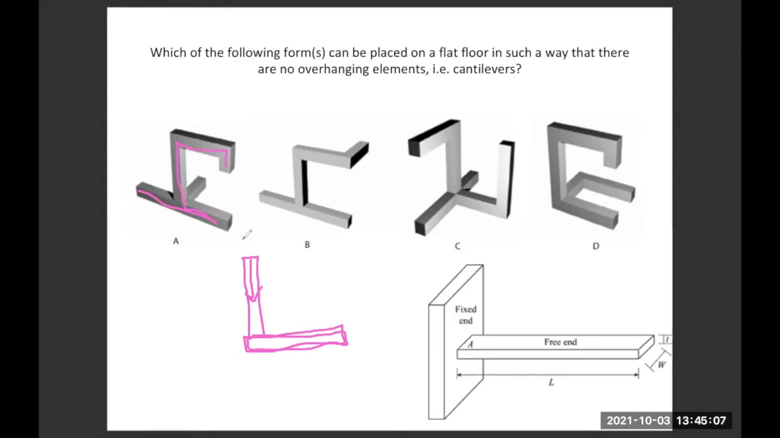ओवरहैंग कैसे हुआ? वो तो पूरा सपोर्टेड ही है ना. इसका पूरा प्रेशर बेस पे आ रहा है and base is there. Yes, ma'am. The force is coming in this direction. In this case, if the force would be coming, यहाँ पे force ऐसे आता है या फिर ऐसे टर्न होता. उसको सपोर्ट करने के लिए यहाँ पे कोई सपोर्ट नहीं है.